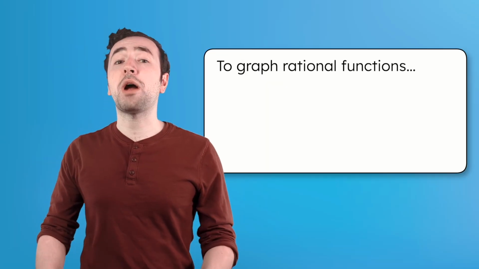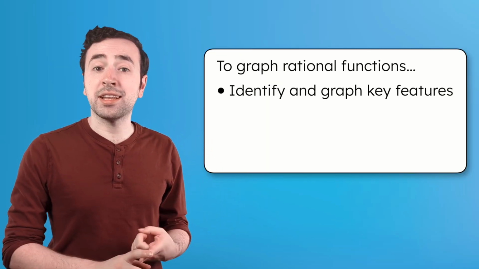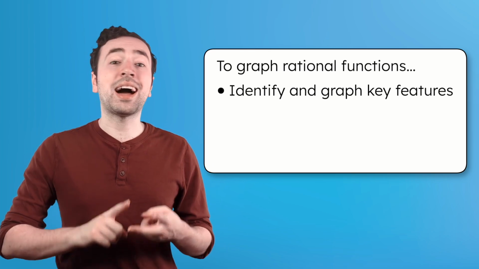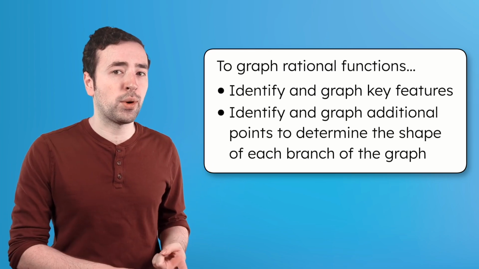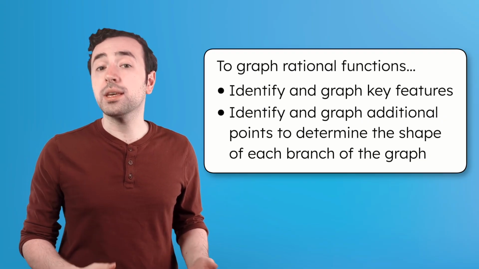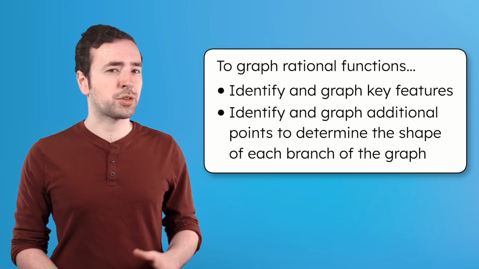Nice work today graphing rational functions. Remember, first identify and graph key features to determine the graph's boundaries. Then identify and graph additional points to determine the shape of each branch of the graph. Finally, use the points and asymptotes to guide the curve and sketch the graph.